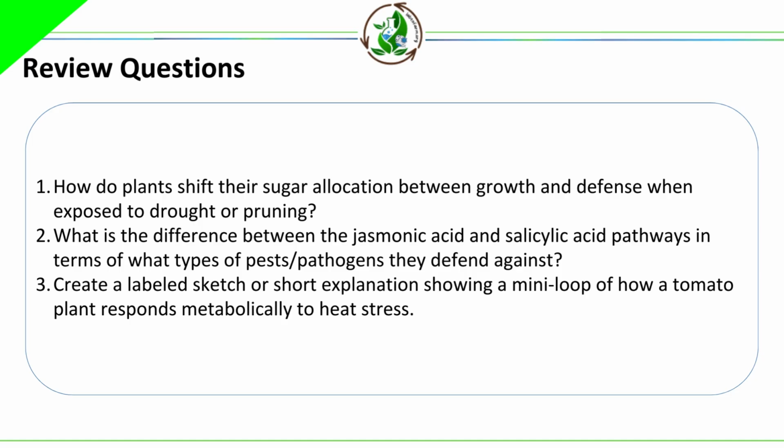And third, create a labeled sketch or short explanation showing a mini loop of how a tomato plant responds metabolically to heat stress. Think about how these processes influence yield, quality, and the need for pest control. Take some time to formulate your answer, and then we will share out. These review points connect plant physiology with real-world crop management.